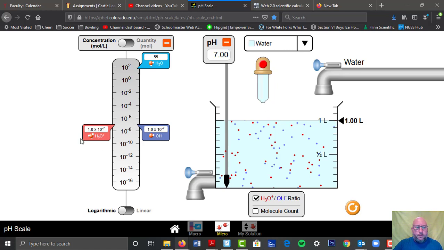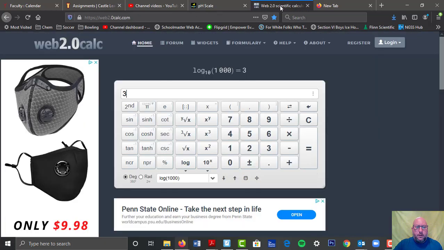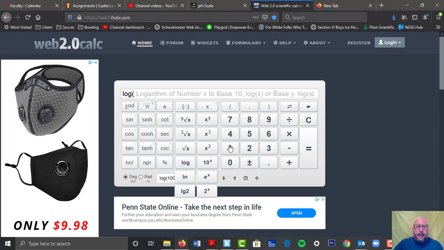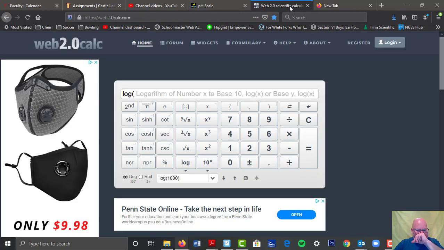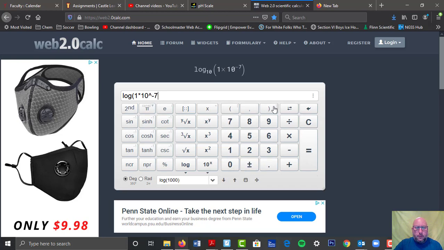And if I were to put this number here into my calculator using the logarithm button, so if I take log and I take this number here, 1 times 10 to the negative 7. So 1 times 10 raised to the negative 7 power, and I equal that, it equals negative 7.